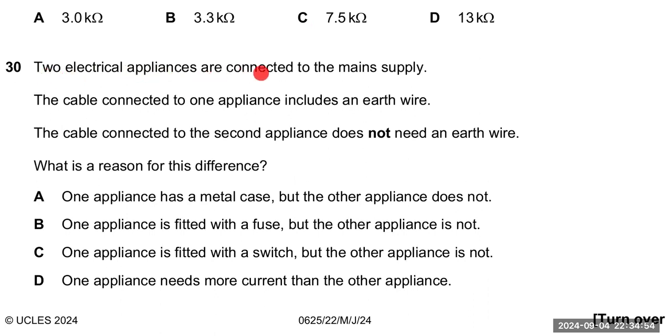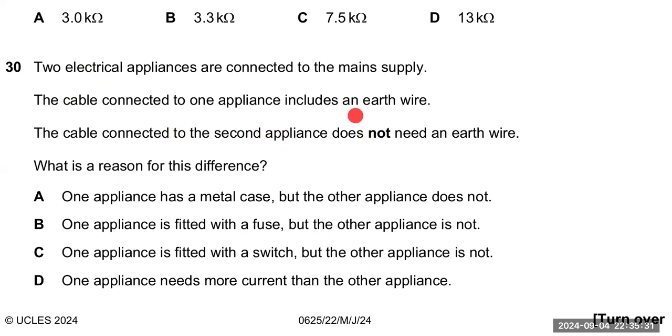Two electrical appliances are connected to a main supply. The cable connected to one appliance includes an earth wire. The cable connected to the second appliance does not need an earth wire. What is the reason for this difference? It is a very simple question. We have two electrical appliances, both connected to the main supply. One appliance includes an earth wire and the second one has no earth wire.